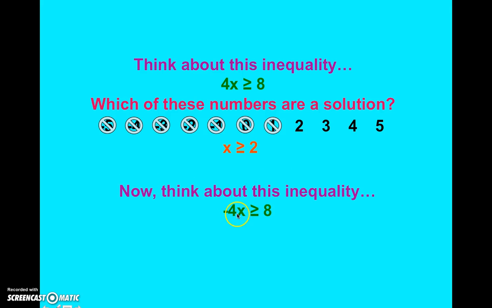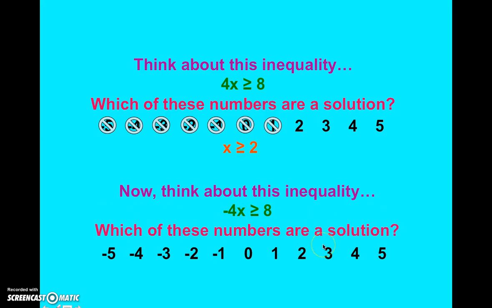Okay, how about this? So -4x is greater than or equal to 8. This time, which of these are solutions? Well, -5 times -4 is 20. 20 is greater than 8. Okay, -1 doesn't work though. So it actually works out that this time x is less than or equal to -2. Take time, write these down, pause the video if you need to.